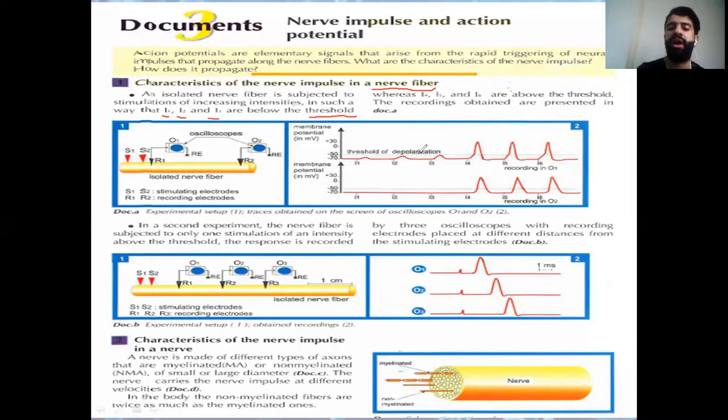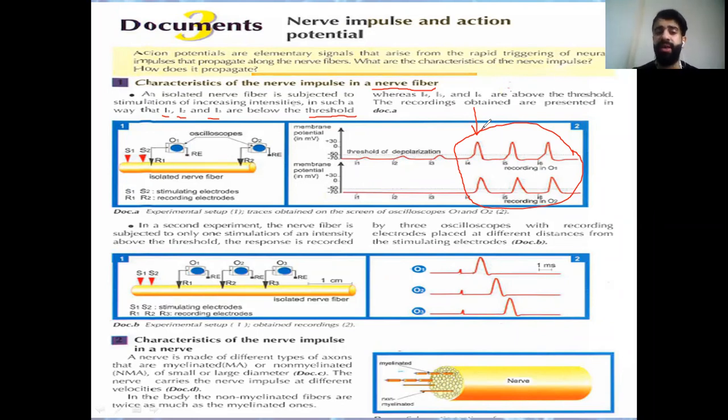That's why I1, I2, and I3 are said to be ineffective stimulations, since they are below the threshold of depolarization, whereas I4, I5, and I6 cause the appearance of the action potential, as shown here. So these are effective stimulations, and I4 is the first stimulation to cause an action potential, so it's referred to as the threshold of excitation. Moving to the second document, document B, that we are going to interpret in the coming slides.